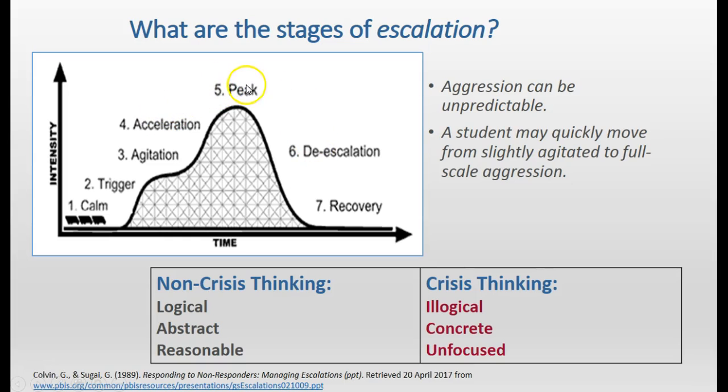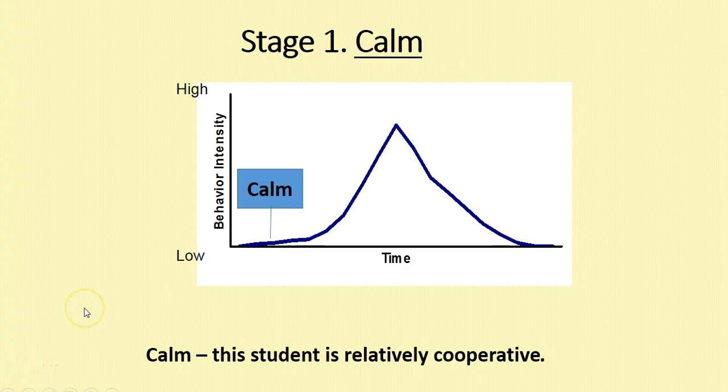And then as they're coming down from their peak stage, they're still kind of iffy. They're still in that stage where they could go either way. They could escalate again to the peak stage or de-escalate, depending on how we handle it. Now we're going to take that model of the stages of escalation and break it down. Let's first look at this diagram.